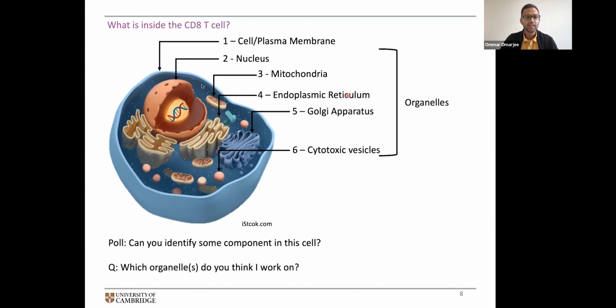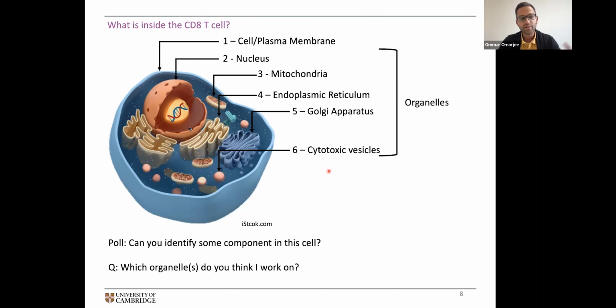The endoplasmic reticulum has a lot of important functions, and one of the best known functions is producing proteins from signals it receives from the nucleus. The Golgi apparatus is another component that is going to mature those proteins into their final forms. And the cytotoxic vesicle, in the case of CD8 T cells, is basically a vesicle that will contain perforin and granzyme.